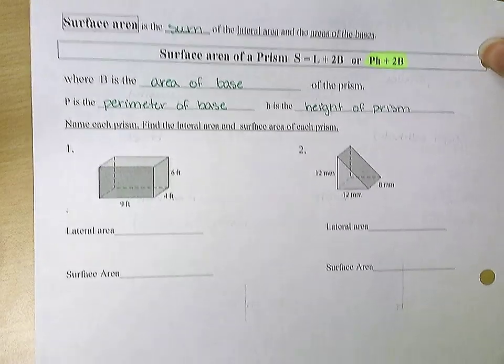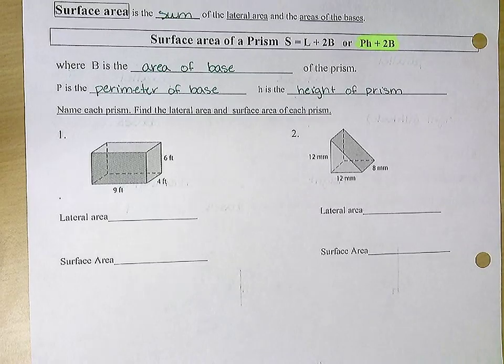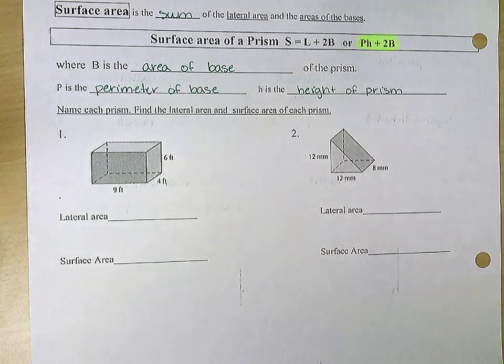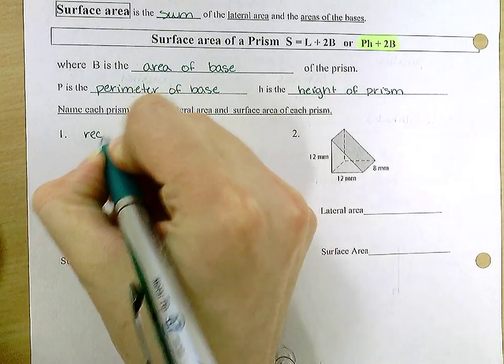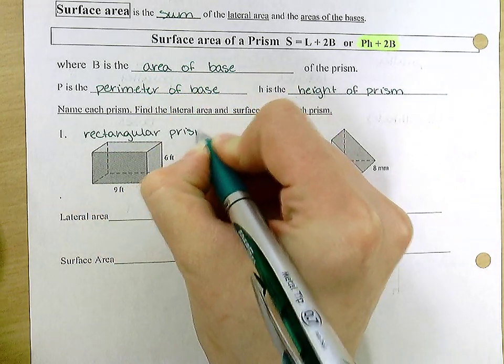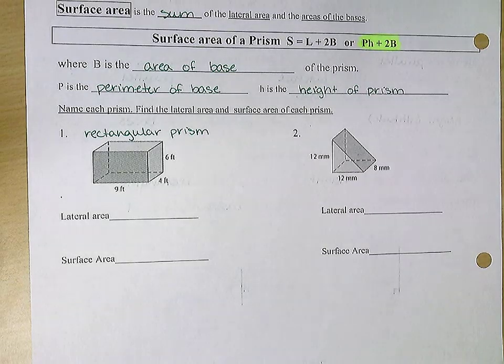So for numbers 1 and 2, we want to name each prism and then find the lateral area and the surface area for that prism. Again, naming a prism, you have to locate the base shape. Use the base shape in order to name it. Since I have all rectangles here, this one is going to be called a rectangular prism. Its base shape is a rectangle.